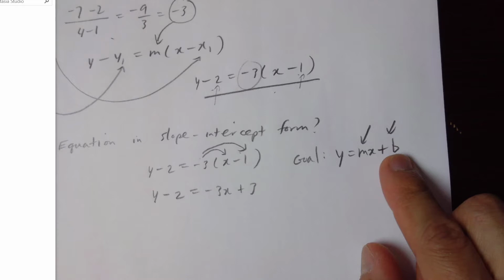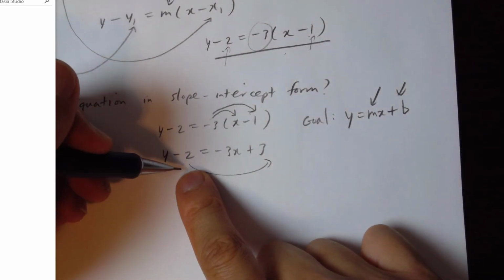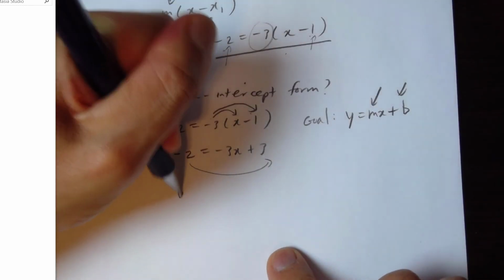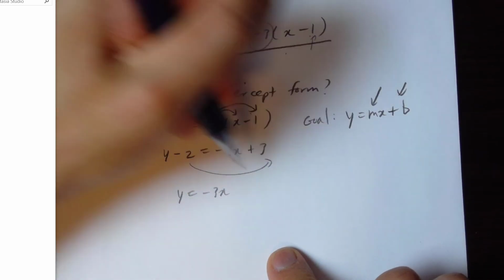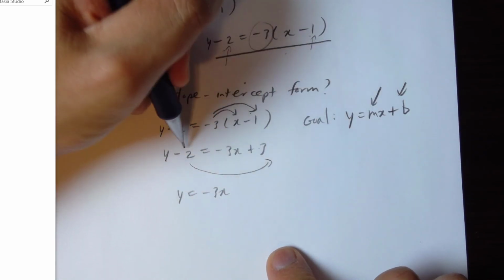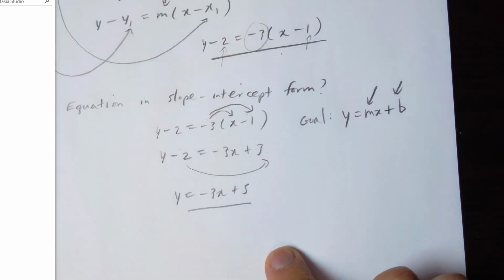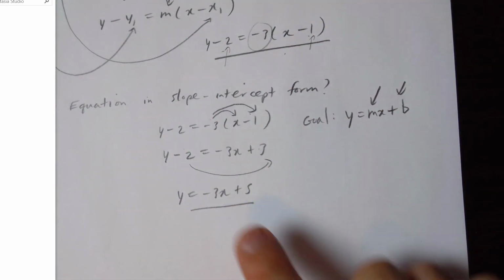And so we're going to move the -2 over. So the -2, when you move it over, becomes a +2. So we have y is equal to -3x. 3 plus 2 would be +5. So as you can see, we actually have the equation in both forms.